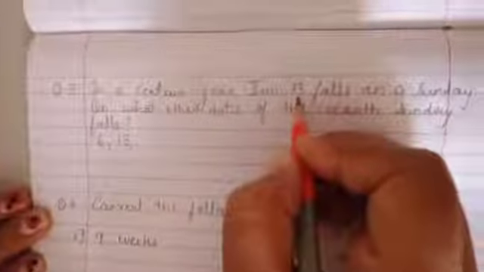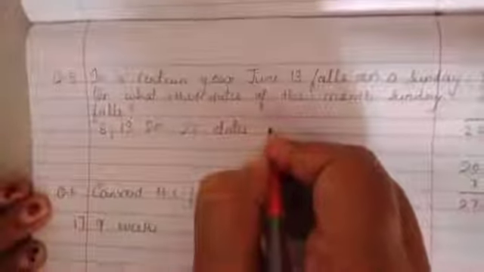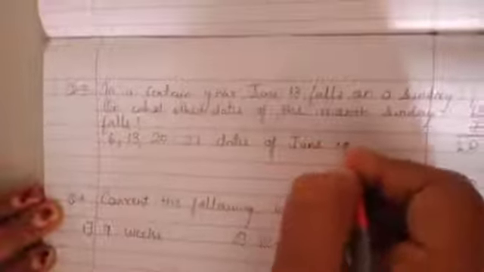Then 13 is what they have given. Then after which date will Sunday come? So what will we do? We have to add 13 plus 7. So 7 plus 3, 10. So 1 plus 1, 2. It means it is 20. Then to 20 we will add 7, so that means 27. So these are the dates of the June month on which Sunday falls.